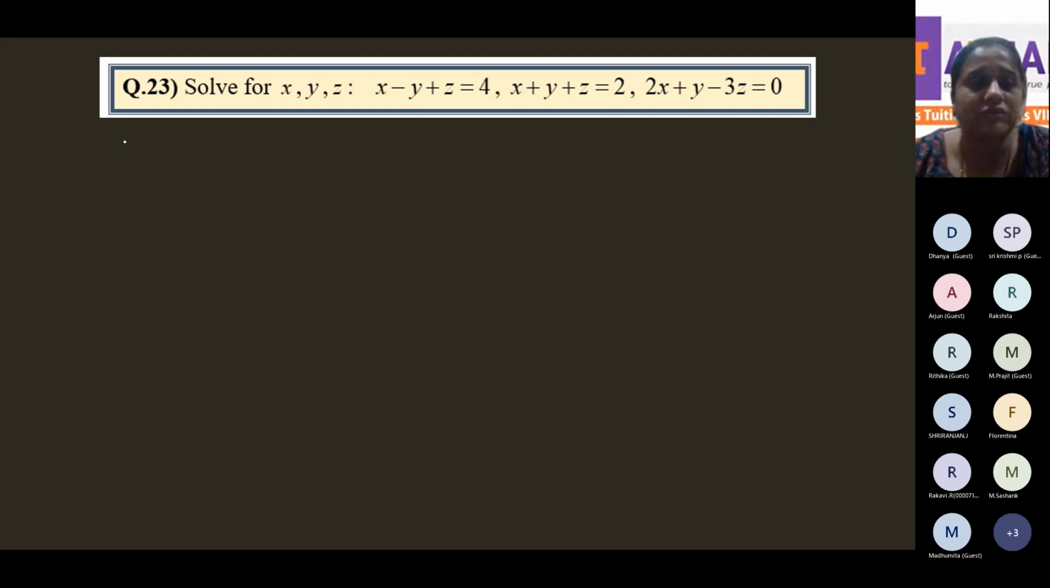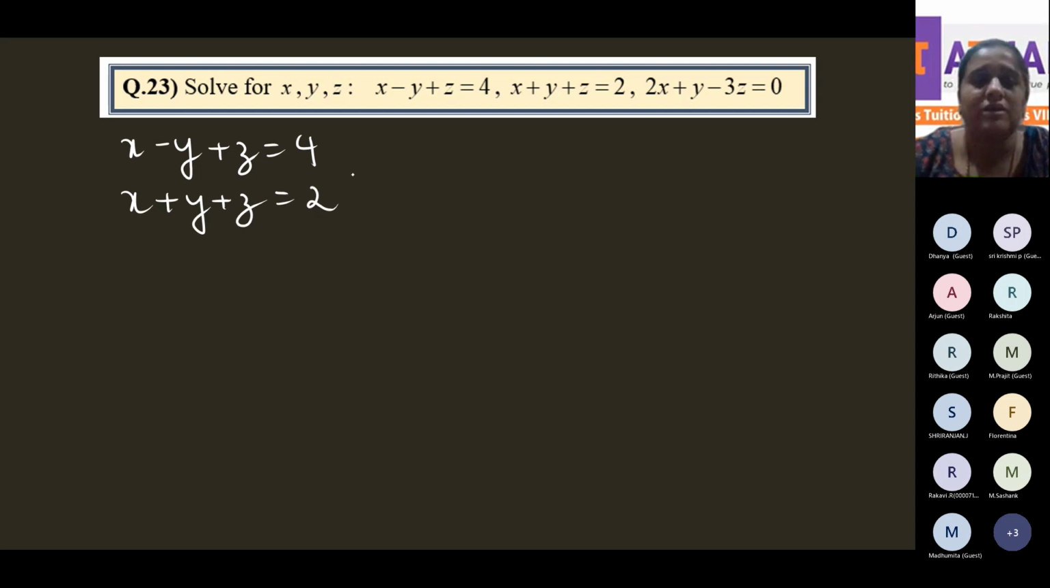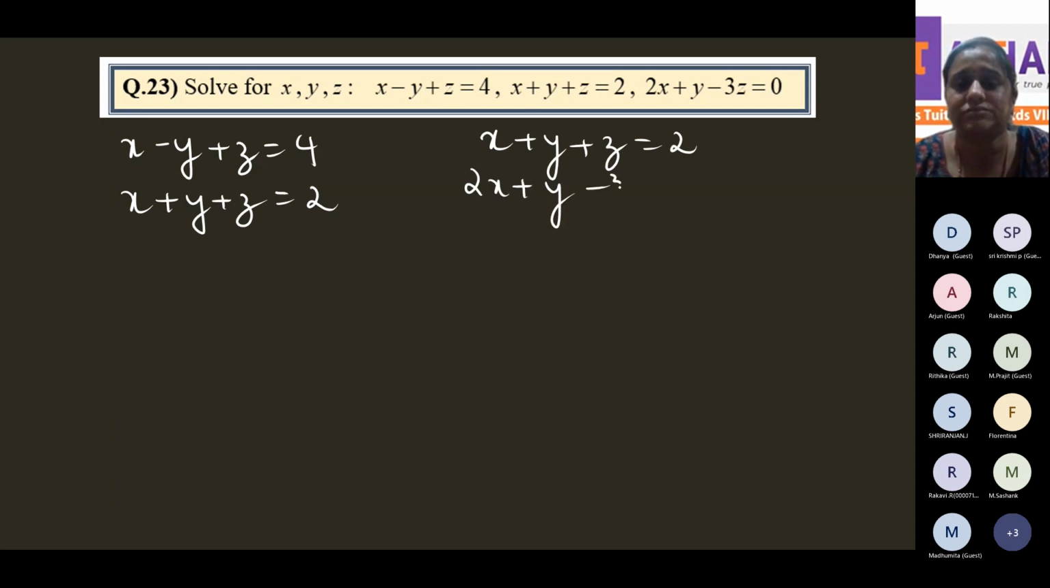Now see here, you can write the equations like this. This is equation 1. And this is equation 2. I've written 1 and 2 one below the other. You can write 2 and 3, or you can write 1 and 3, anything. Supposing I write 2 and 3. This is 2. And this is 3. So this is equation 1, this is equation 2, and this is equation 3.